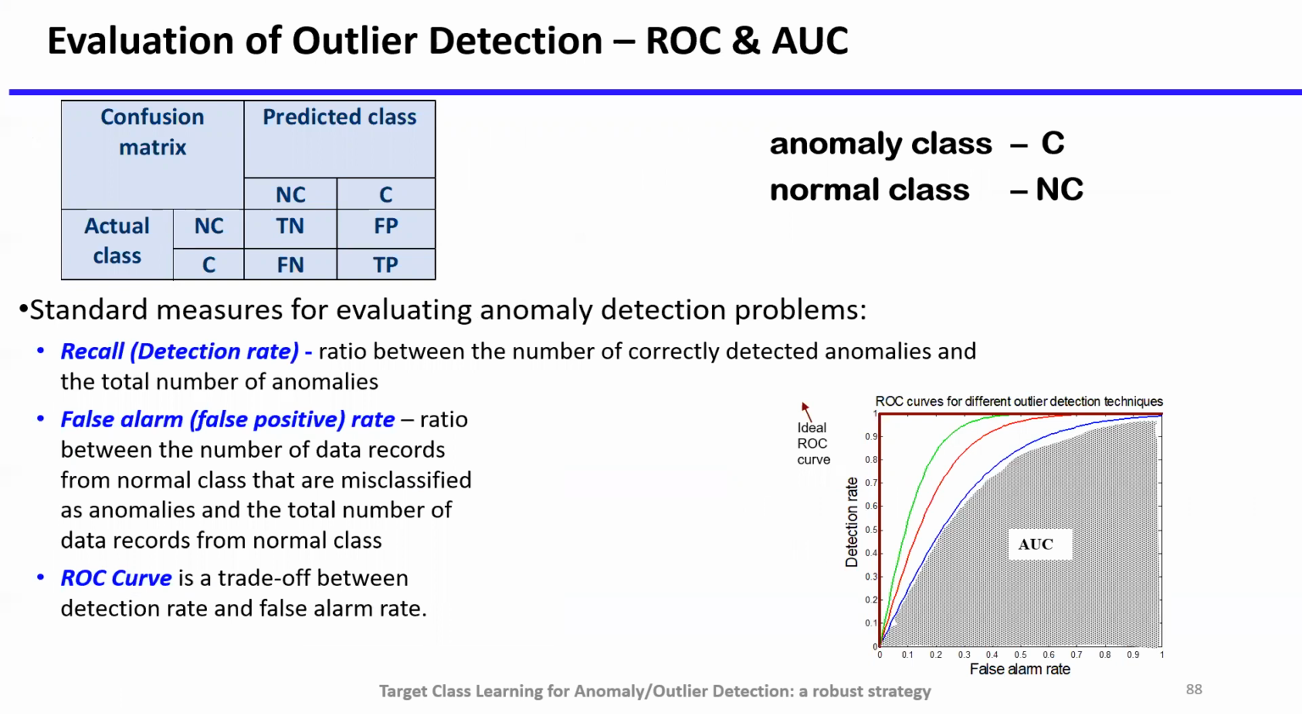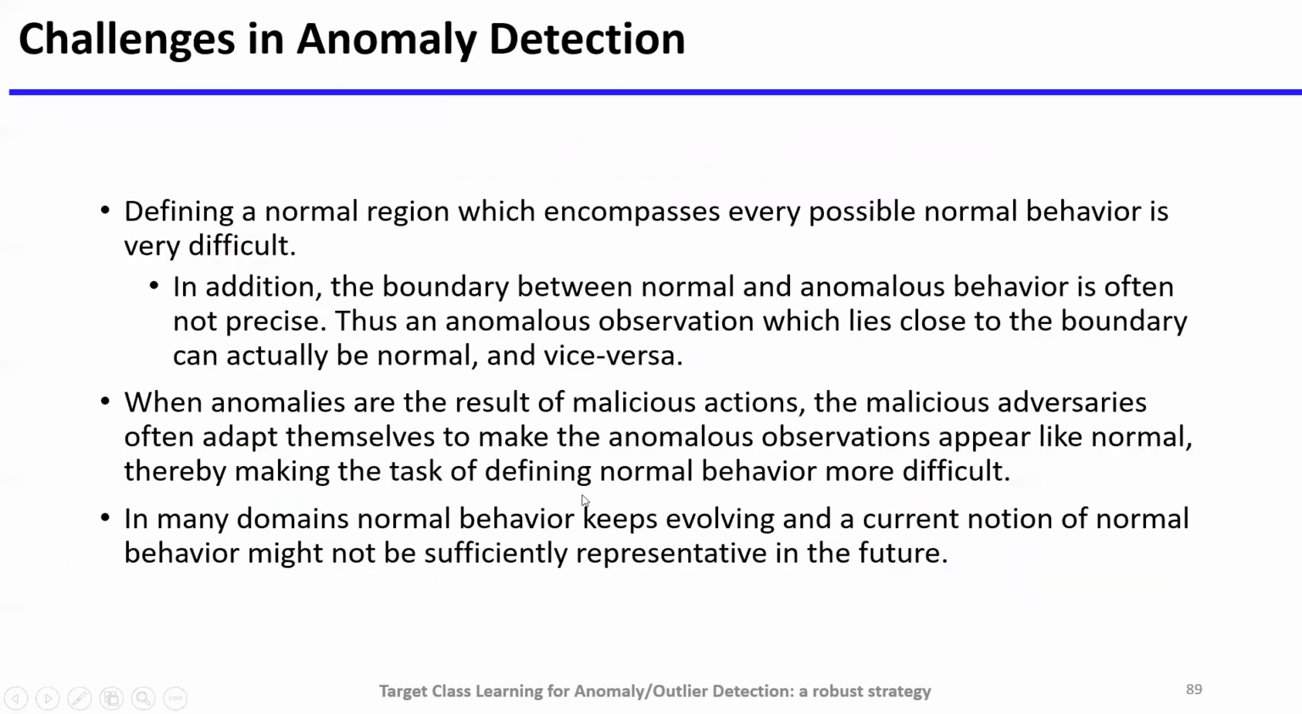We can also take the help of the false alarm rate. It is the ratio between the number of data records from normal classes that are misclassified as anomalies and the total number of data records from normal classes. We can also take the help of the ROC curve. It is a trade-off between detection rate and false alarm rate. So basically, these are some of the measures which can be taken collectively to identify the performance of the anomaly detection approaches.